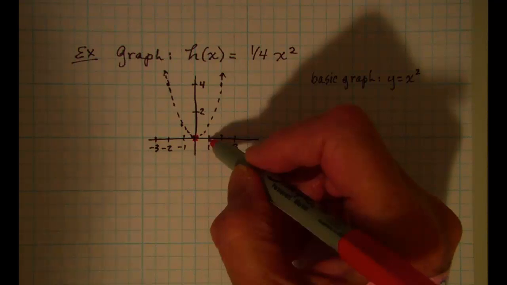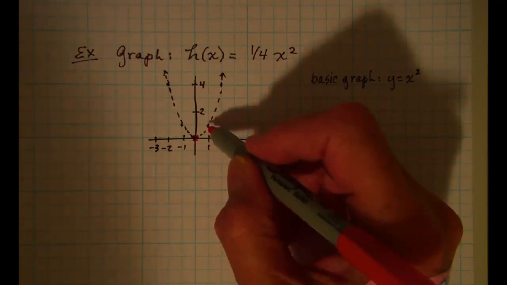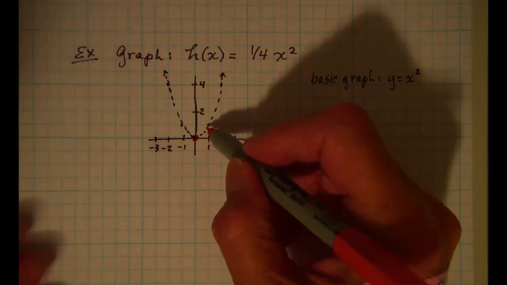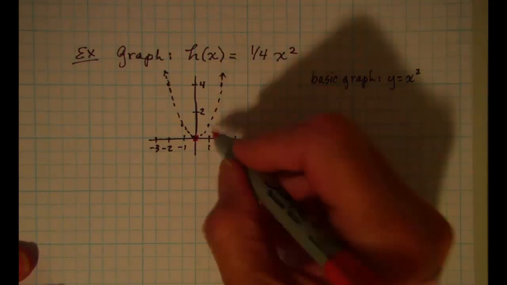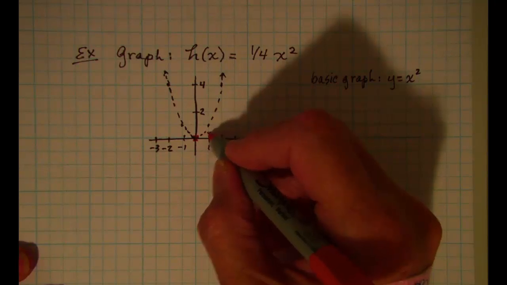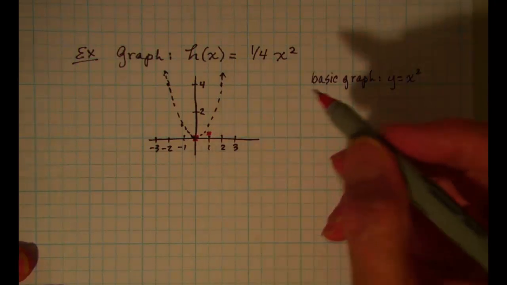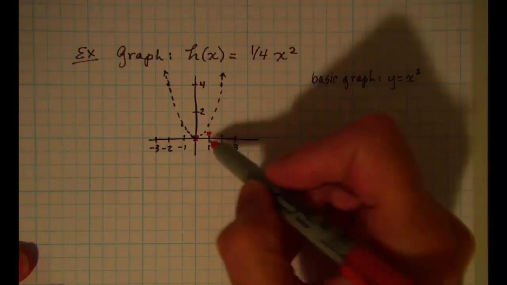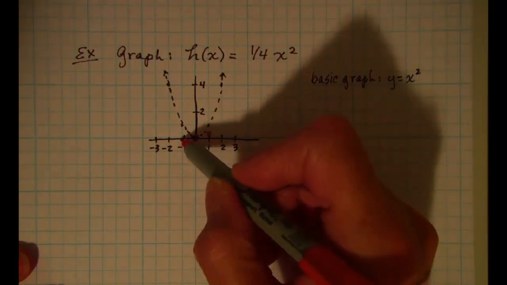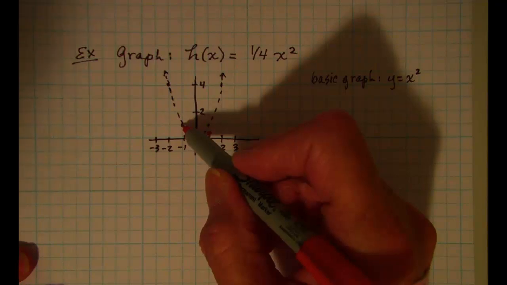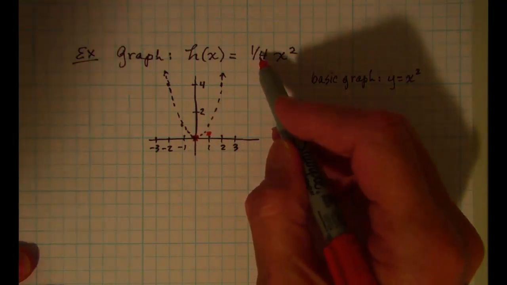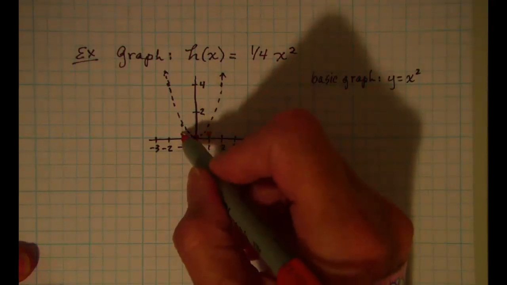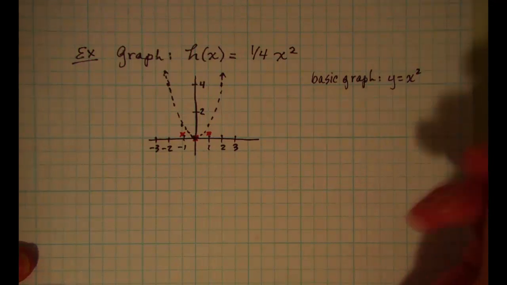When I go right 1 and up 1, I need to take that y value and multiply it by 1/4. So my y value for h of x now is going to be at 1/4. When I went left 1, I went up 1. My y value is 1. For my h of x graph, I need to multiply that by 1/4. So my y value for h of x is going to be 1/4.